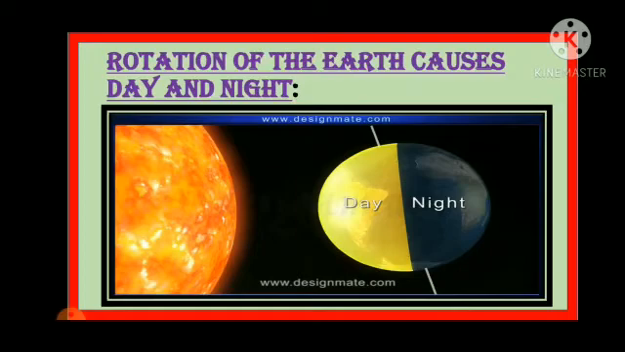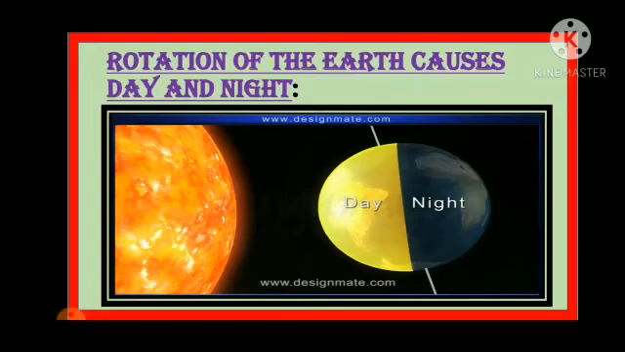Okay, here you can see the portion which faces the sun has day and the other half of the earth, which is away from the sun, has night. Our earth is rotating continuously, so half of the earth is getting the sunlight and half of the earth is not getting the sunlight. So the portion which is getting the sunlight has day and the portion which is away from the sun has night.